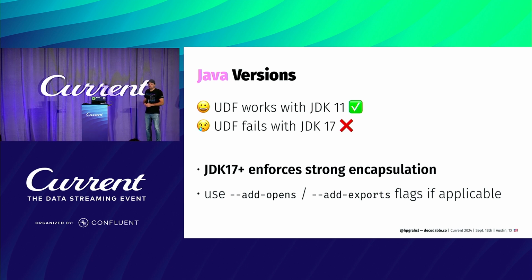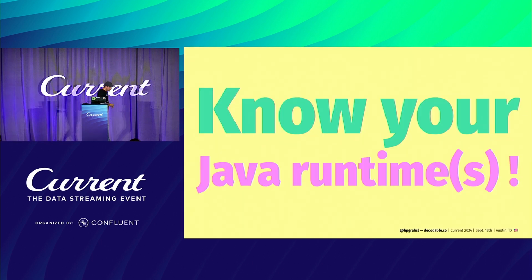So if that's applicable to you, familiarize yourself with these because they allow you to work around those problems that might be related to that strong encapsulation. So the bottom line of this is know your Java runtimes, and it's very rarely the case that a UDF is only meant to work for a specific Java runtime. So ideally, your development and build processes can support that in a way that your UDF can be used with multiple releases of Flink and versions of the Java runtime.